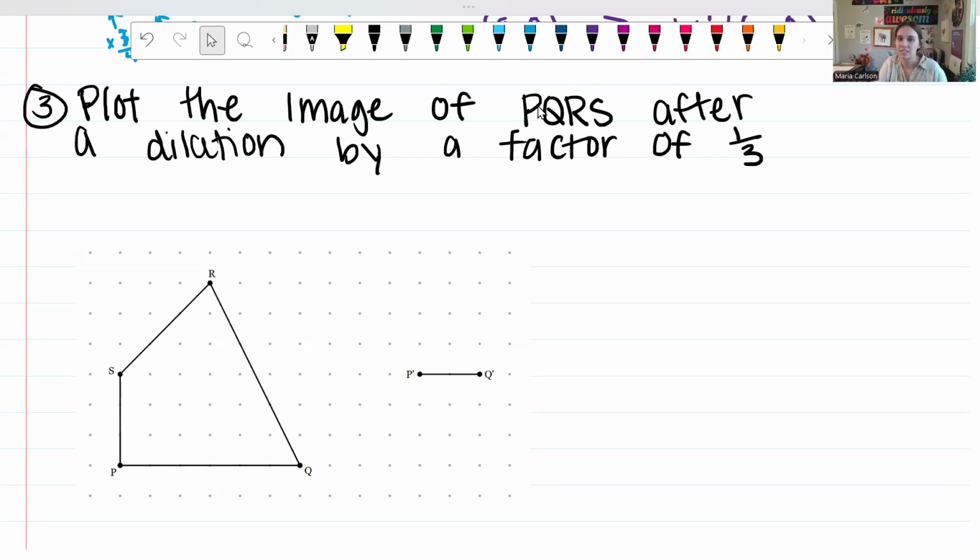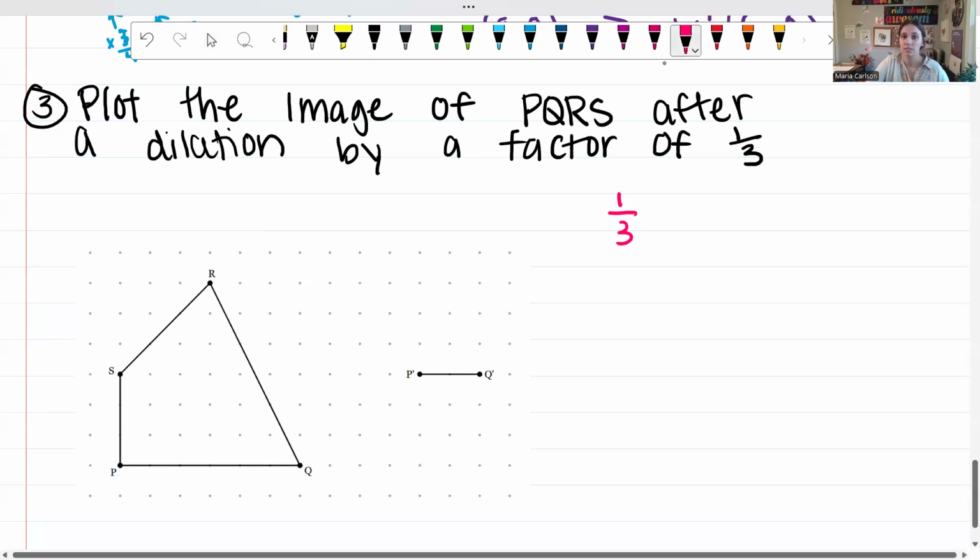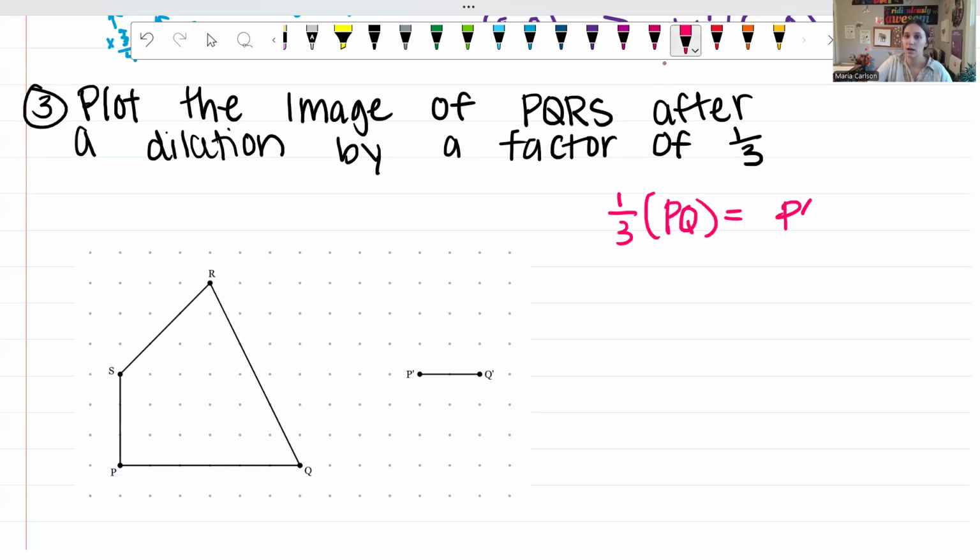So this is not necessarily like our coordinate plane that we are used to. This is just a grid, but I can still count one dot to another as a unit. So P to Q, whatever that length was, has been multiplied by a factor of 1/3. So 1/3 of whatever the distance PQ was became this P prime Q prime.